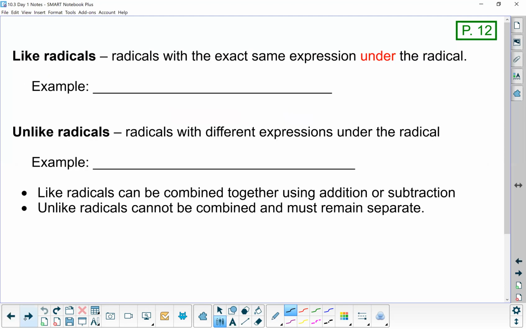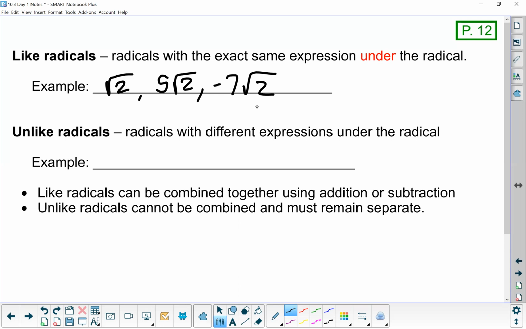Like radicals are radicals with the exact same expression under the radical symbol. So for instance, the square root of 2, 5 square root of 2, negative 7 square root of 2 are all like radicals because they all have a 2 underneath.